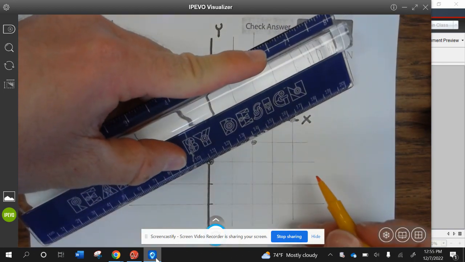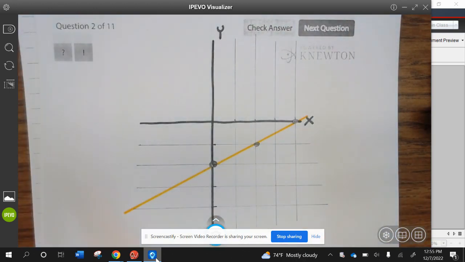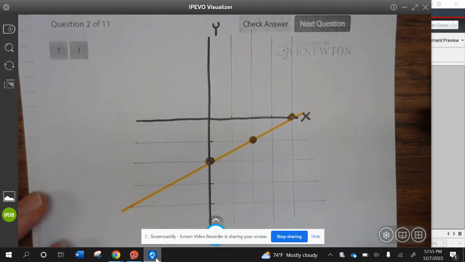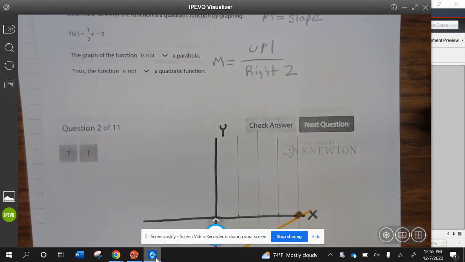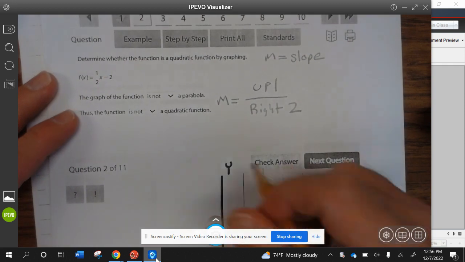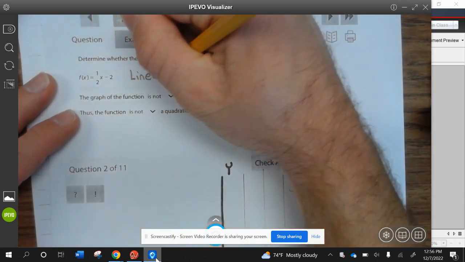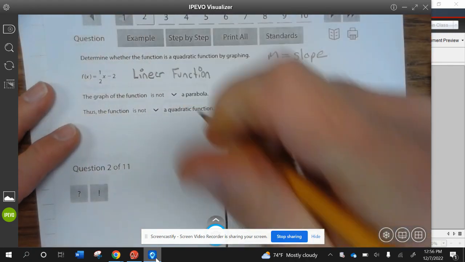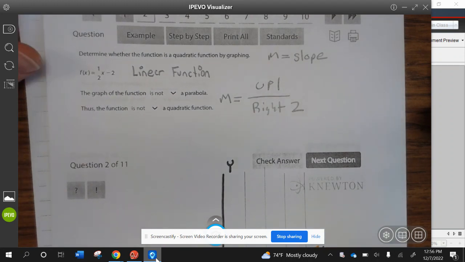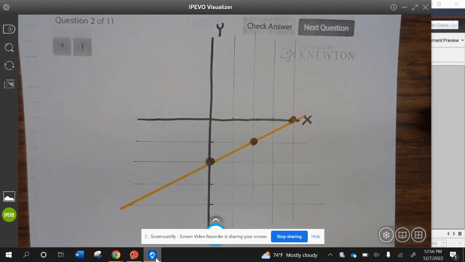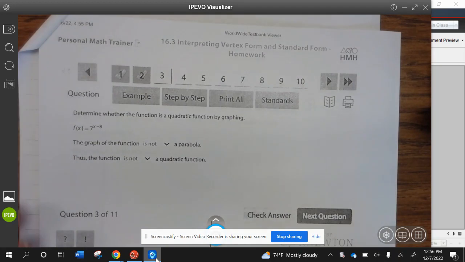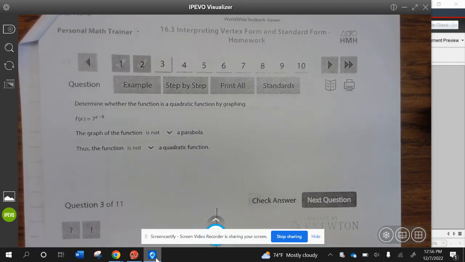All right, and then we have our graph. The graph of the function is not a parabola, thus the function is not a quadratic function. In fact, this is a linear function. Take a look at example 3, I'm sorry, example 3. Determine whether the function is a quadratic function by graphing.